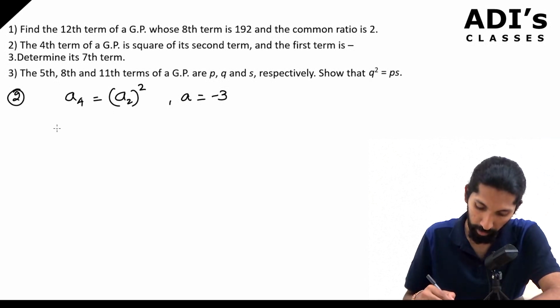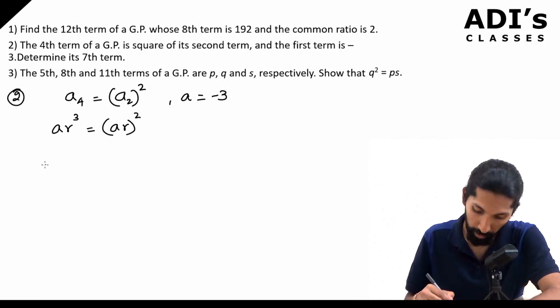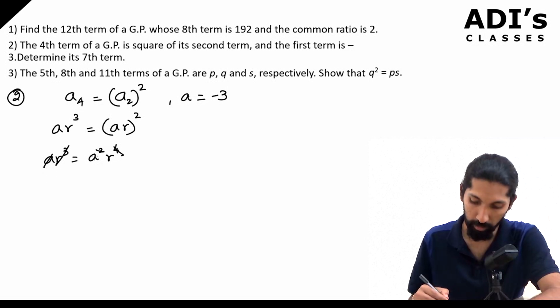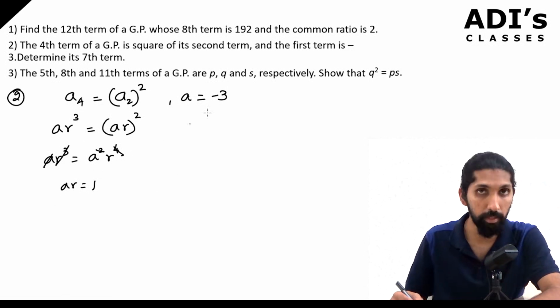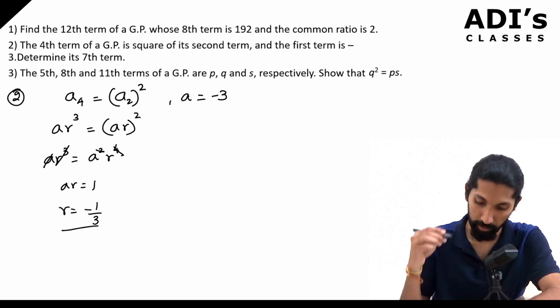So A4, which is AR to the power 3, is AR whole to the power of 2, right? Or AR cube is A square R power 2. Cancels out. See, AR is equal to 1, isn't it? Now A is minus 3. R is equal to minus 1 by 3. We got R value. Let's substitute.